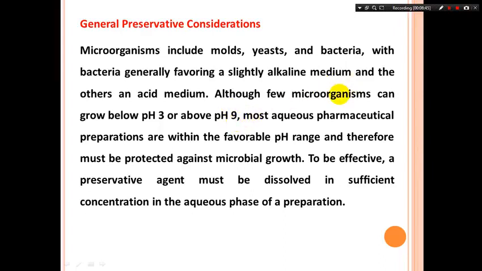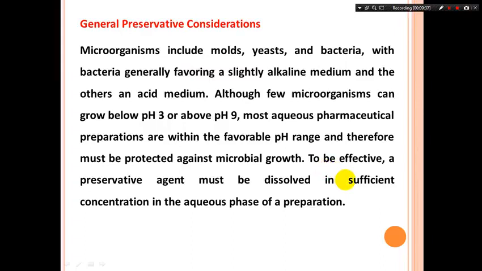Only a few microorganisms grow below pH 3 and above pH 9. This range between 3 and 9 is the favorable media for growth of microorganisms, and this is the range with the physiological pH. So we should protect the pharmaceutical preparation against microbial growth by addition of preservative.